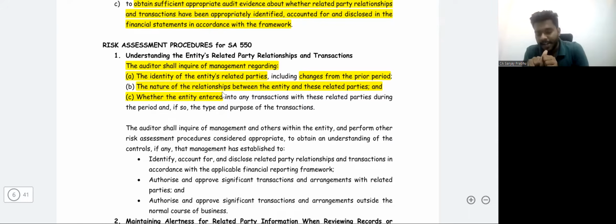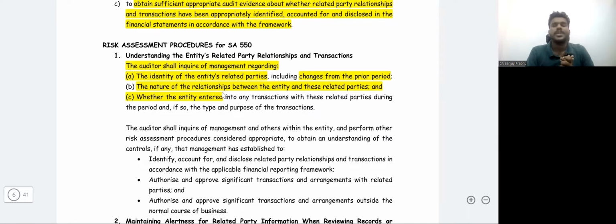First one, how many related parties do they have, and whether there is any change from the prior period. Second one, what is the nature of relationship the entity had with these related parties? Whether common key management, common ownership, close family members, what is the nature of relationship? Third thing, whether the entity was having any transaction with the related party.